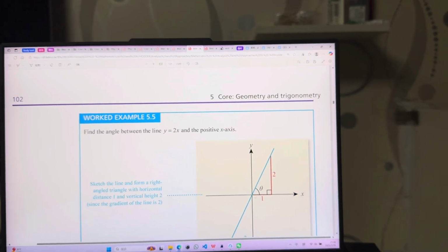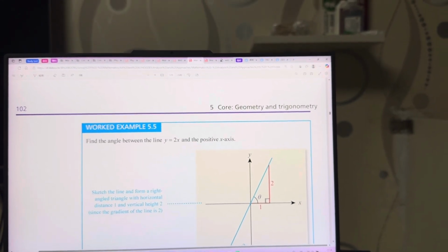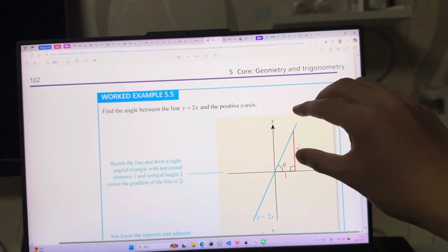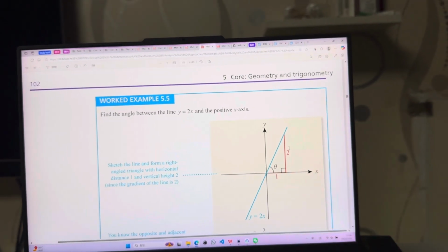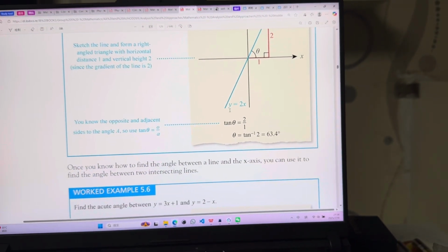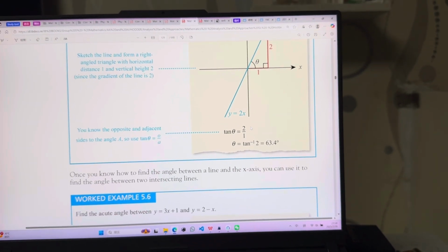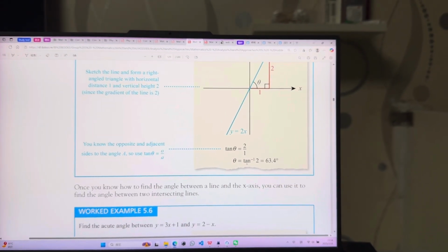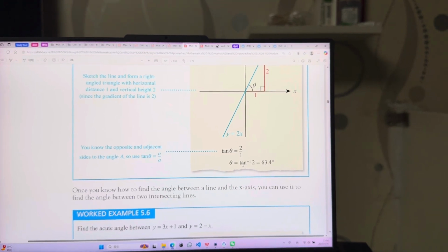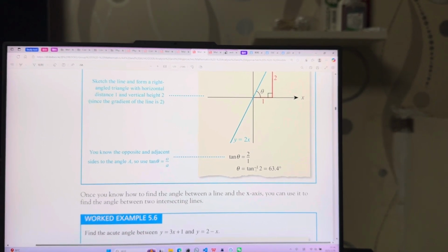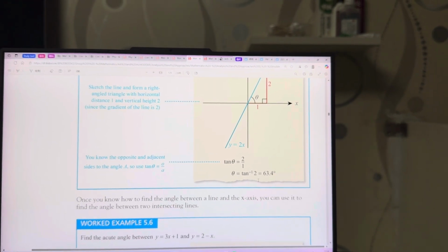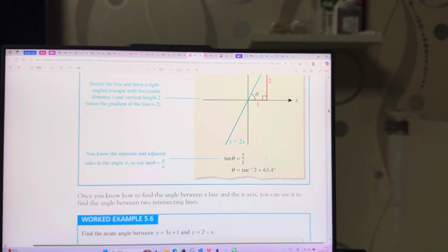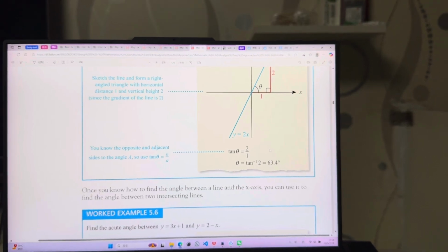But yeah, you guys know that this line is 1, this line is 2. If we know the opposite and neighbor, then we use tangent. So tangent theta equals 2 over 1, which is 2. Then we just use the inverse function of tangent, tan⁻¹ 2. Then we know the result, this angle, is near 63.4 degrees.